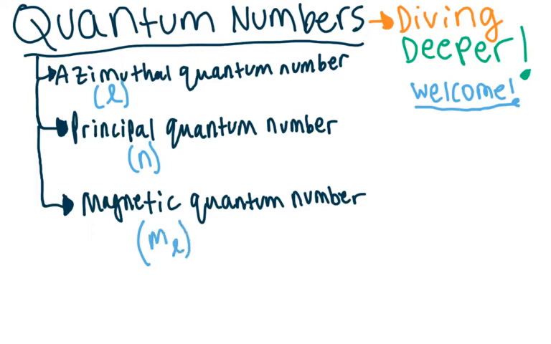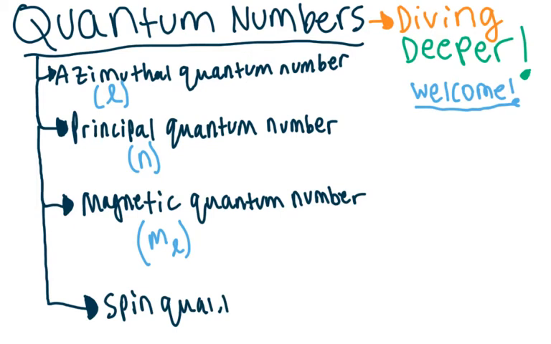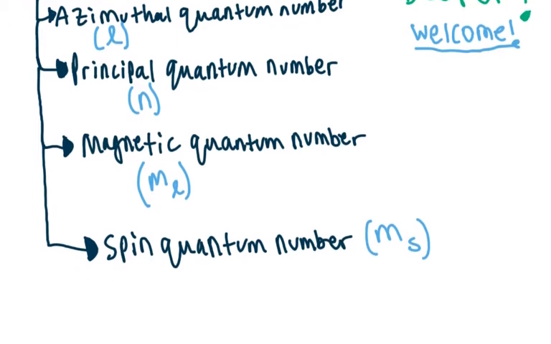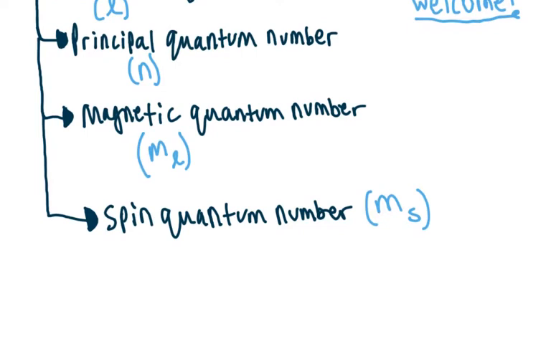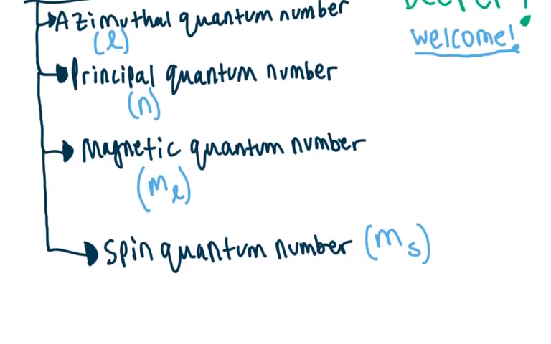okay? And last but not least, our last quantum number that we talked about was our spin quantum number for our electrons, okay? So spin, oops, I don't know what happened there. Let's go and undo that. Spin quantum number, and the way we denote that is M sub S. So these are the four quantum numbers, and we'll dive deeper into it in this video. All right, so let's go ahead and get started.